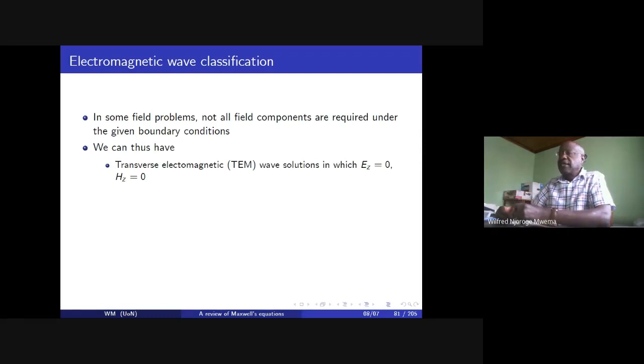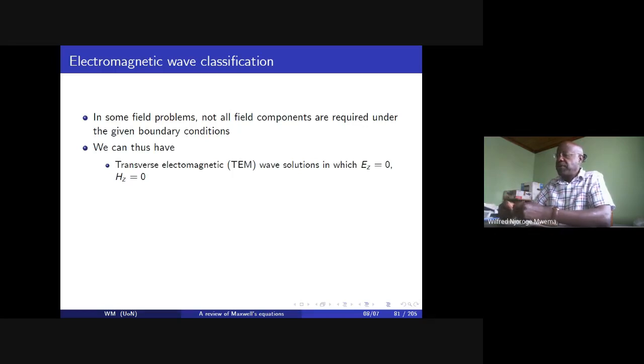That is, the electric and magnetic field intensities are everywhere transverse to the axis of propagation. Such a field or wave is usually referred to as a transverse electromagnetic wave, or TEM wave. And this is the wave that you'll always get, especially when you are studying in the third year course. You dealt with what we call plane waves.